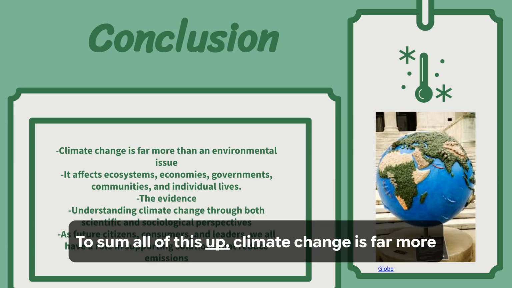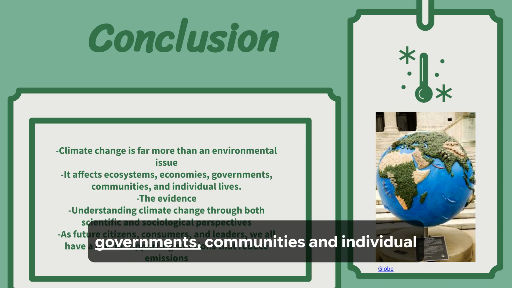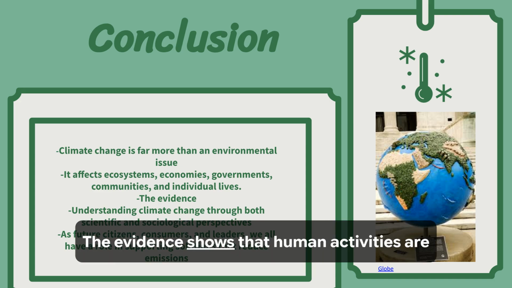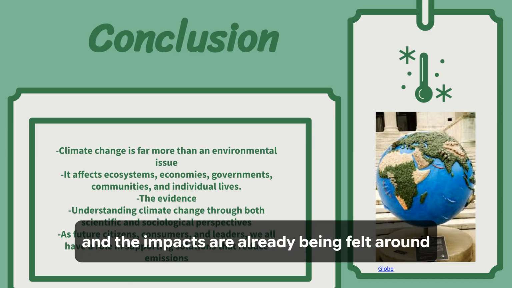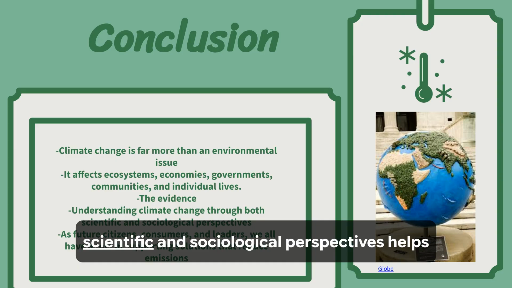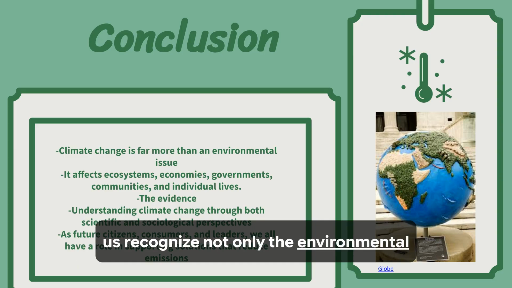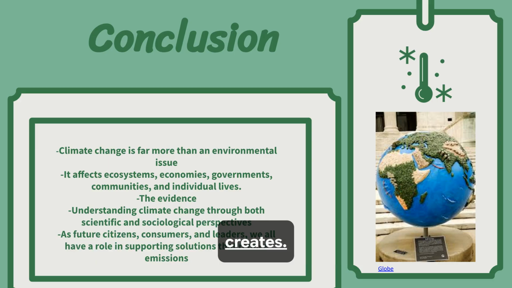To sum all of this up, climate change is far more than an environmental issue. It affects ecosystems, economies, governments, communities, and individual lives. The evidence shows that human activities are the primary driver of modern climate change, and the impacts are already being felt around the world. Understanding climate change through both scientific and sociological perspectives helps us recognize not only the environmental consequences, but also the social inequalities it creates.